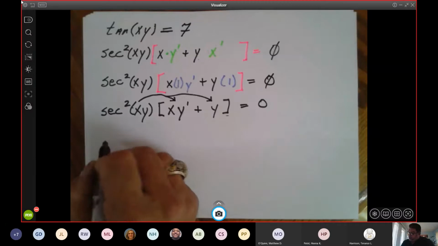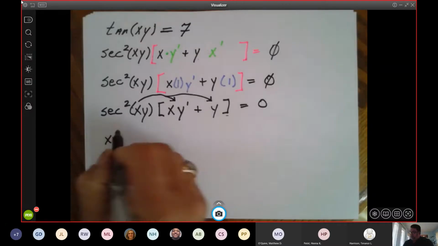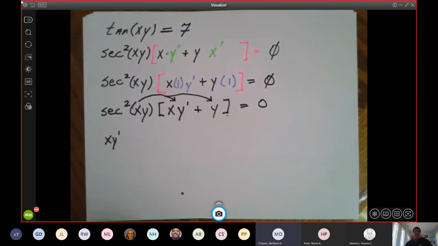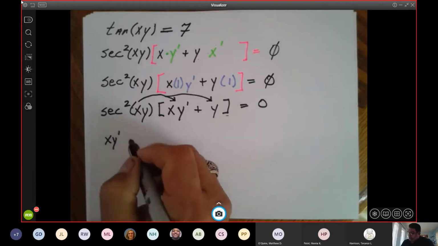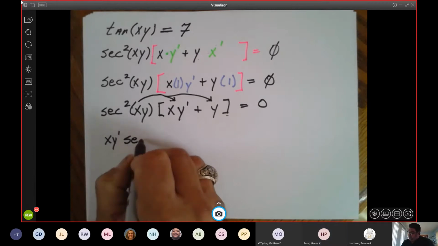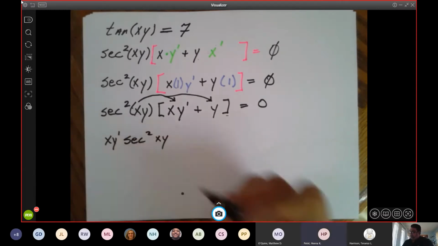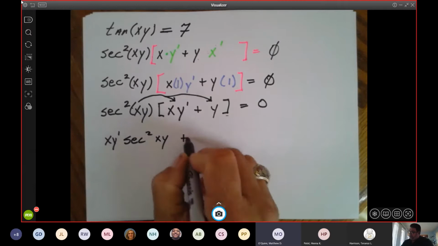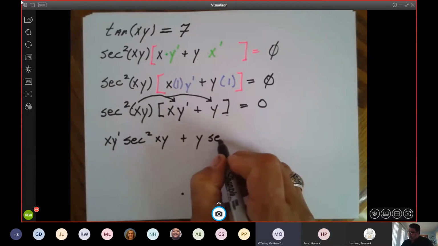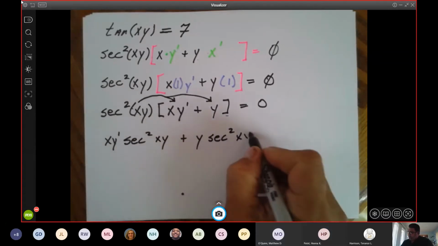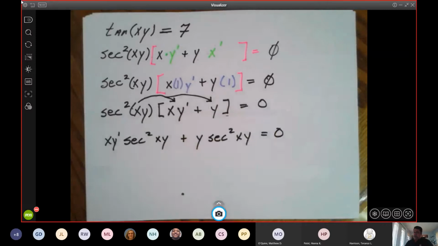So xy prime, and if you notice I'm not using any colors, that means calculus is done. And y'all can count up. It's about, in this problem, if you count it out, probably about 20%. I don't let y'all forget that. Secant squared xy plus y secant squared xy is equal to 0.